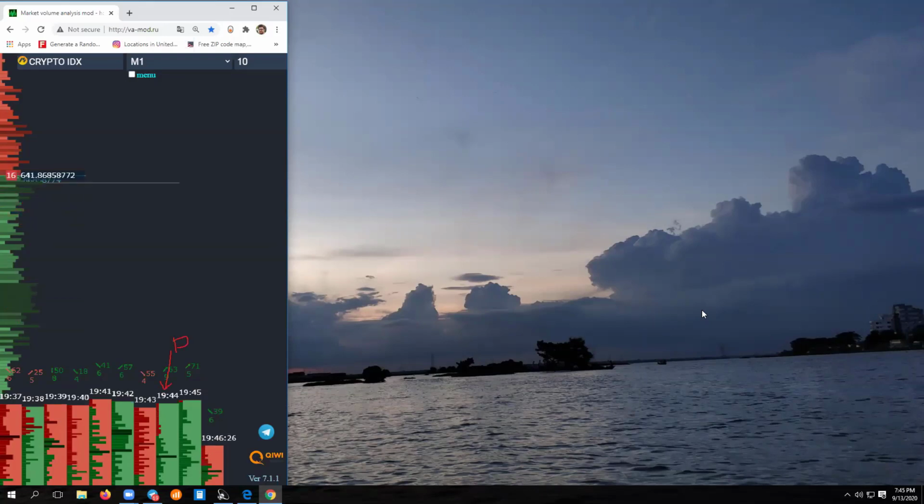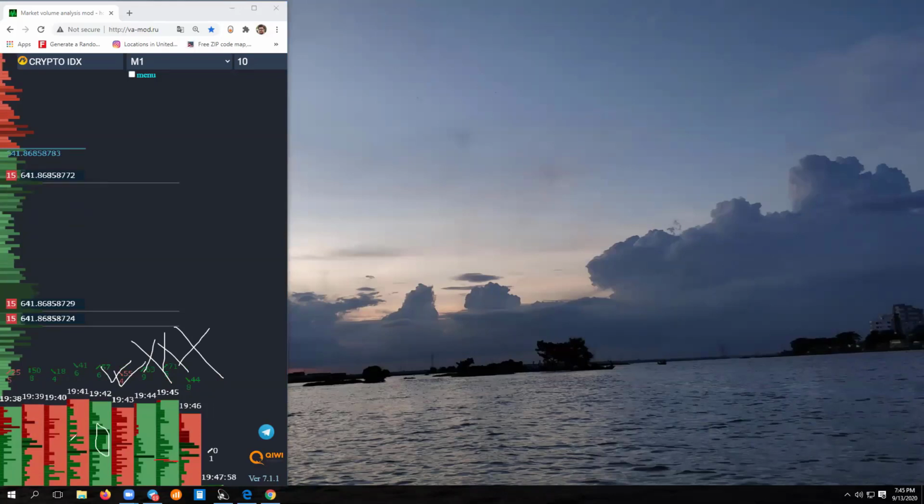Sir, not this one. We cannot consider it, because there is no high volume node. We need a high volume. Okay, sir. We cannot consider it here. This is not a high volume, it's a low volume. It's not any good shape. But this is a good volume here.